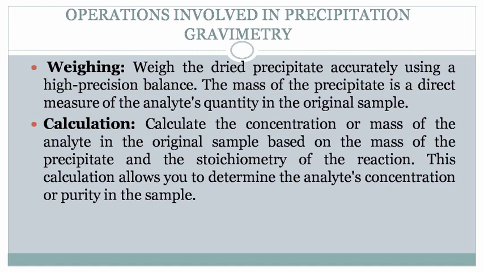9. Calculation. Calculate the concentration or mass of the analyte in the original sample based on the mass of the precipitate and the stoichiometry of the reaction. This calculation allows you to determine the analyte's concentration or purity in the sample.